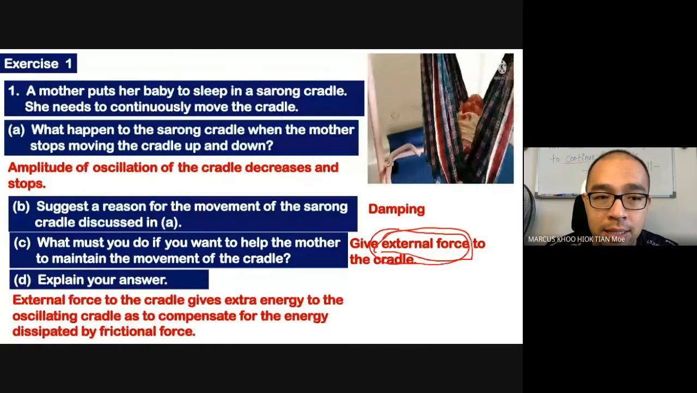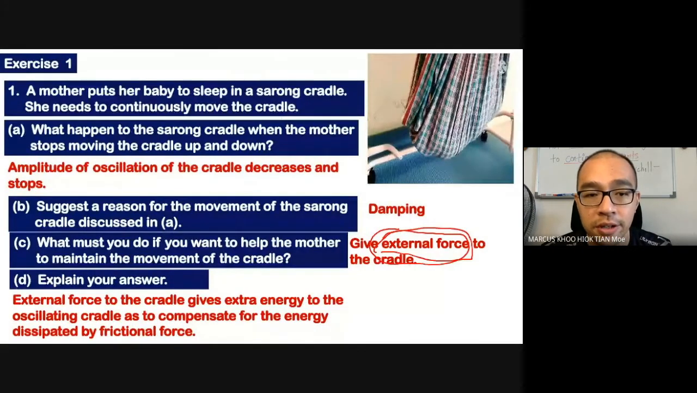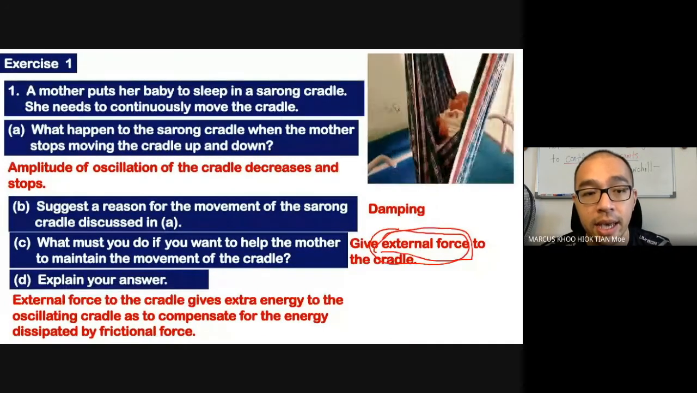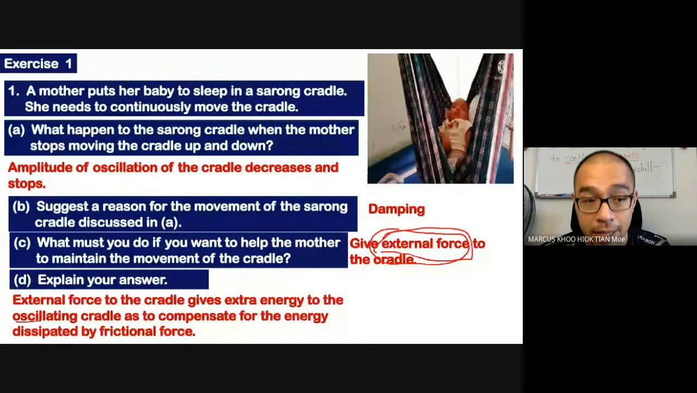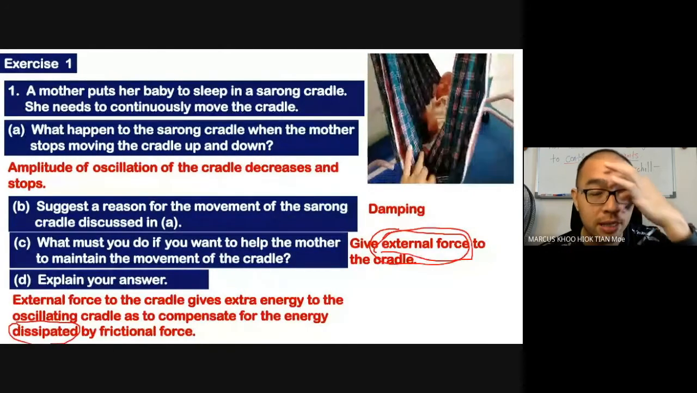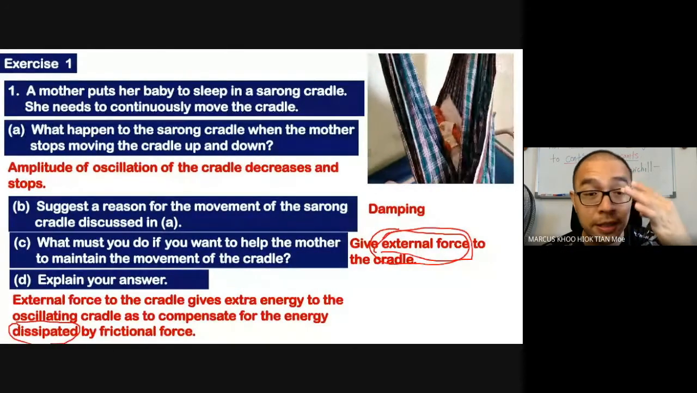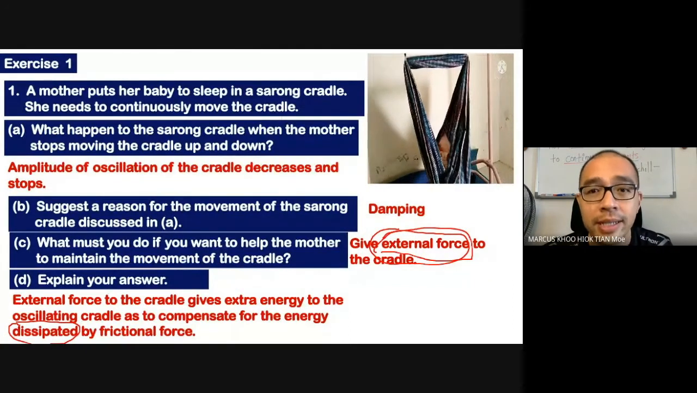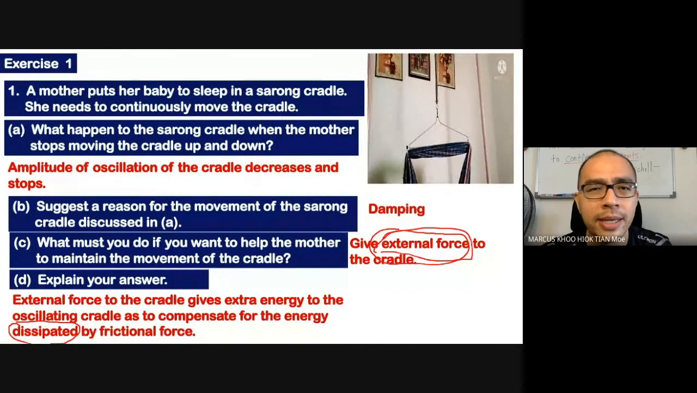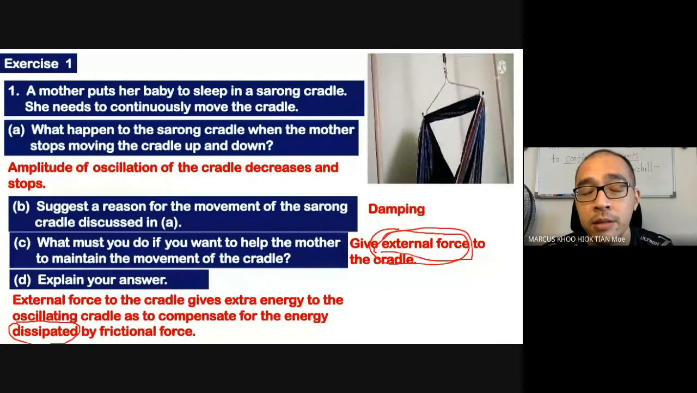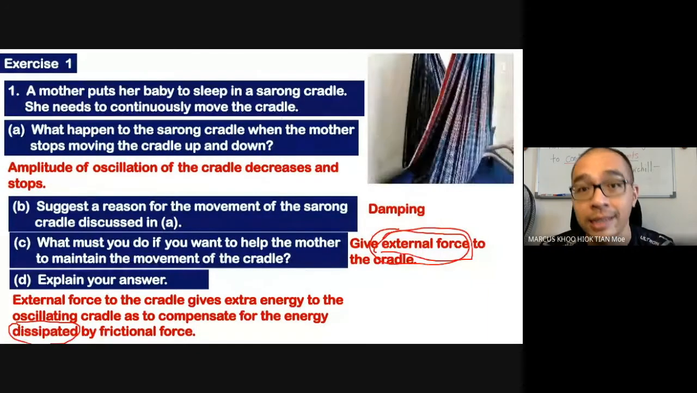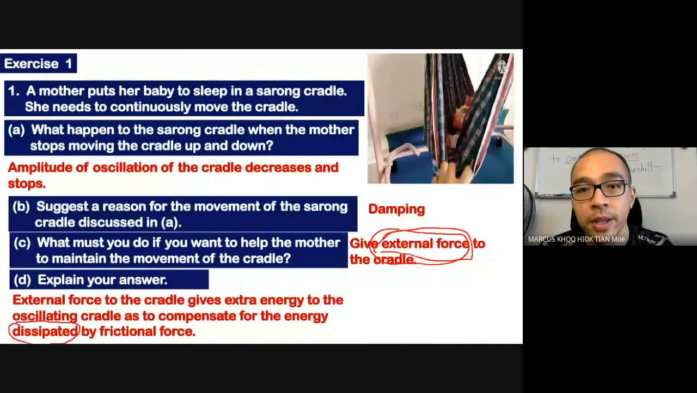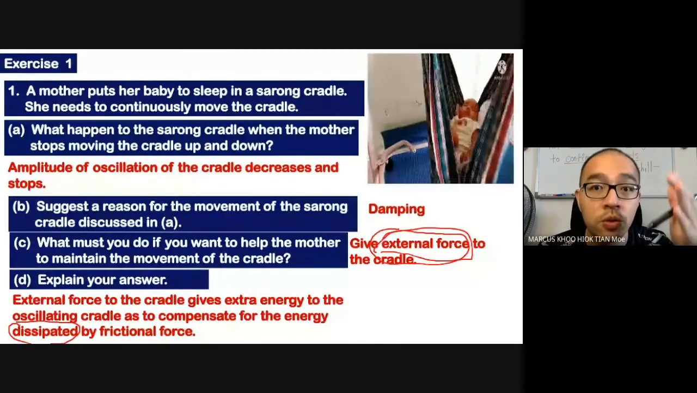So when we explain our answer, it will be this: the external force to the cradle gives extra energy to the oscillating cradle, to compensate for the energy dissipated, or the energy lost because of the frictional force. That's what the external force does. For us, we do this every day. We don't think about the technical aspects. We just think, oh, it's about to stop, let's push it again. We just keep pushing it so that it will continue to rock.